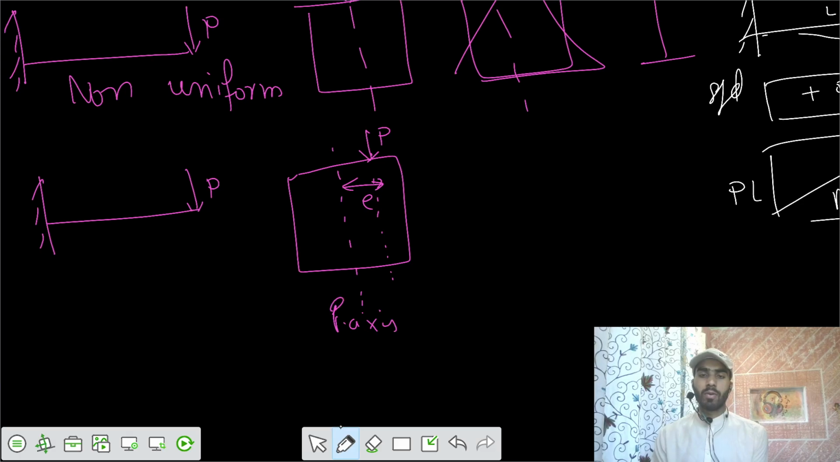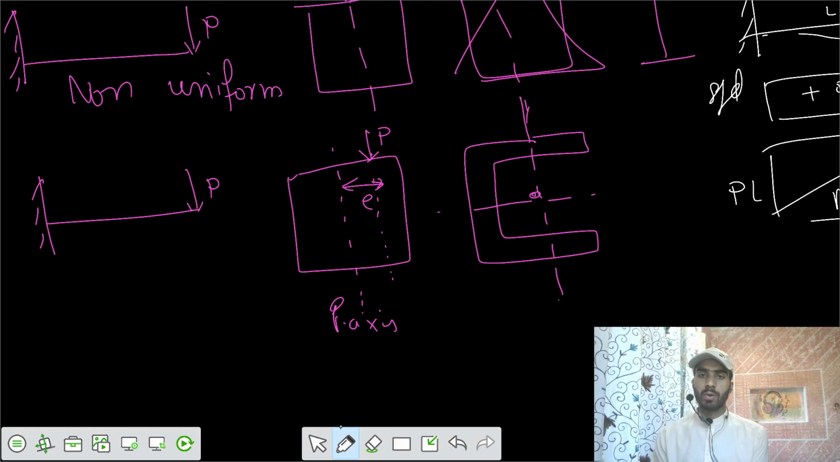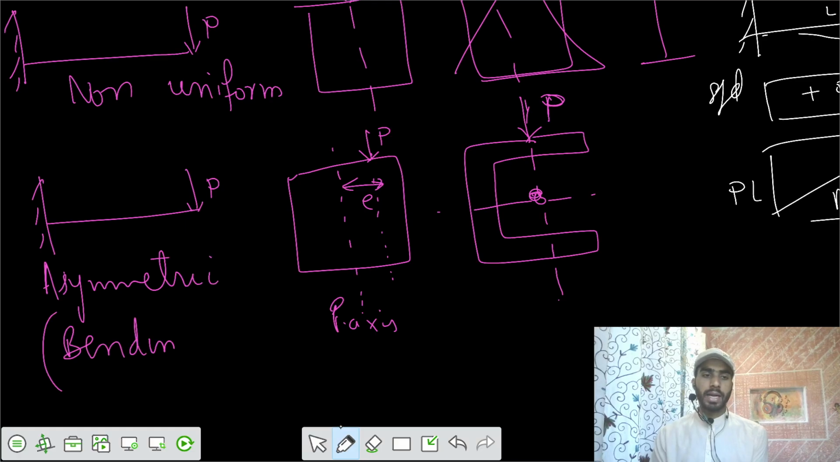Similarly, if you have a channel section, and the load passes through the centroid, we still say that it's asymmetric or unsymmetric bending. That means there is bending, and there is one more thing that we call twisting. Twisting occurs because of torsion. You are applying a load P, that is a shear force, and you have developed a twisting moment, a twisting curvature.